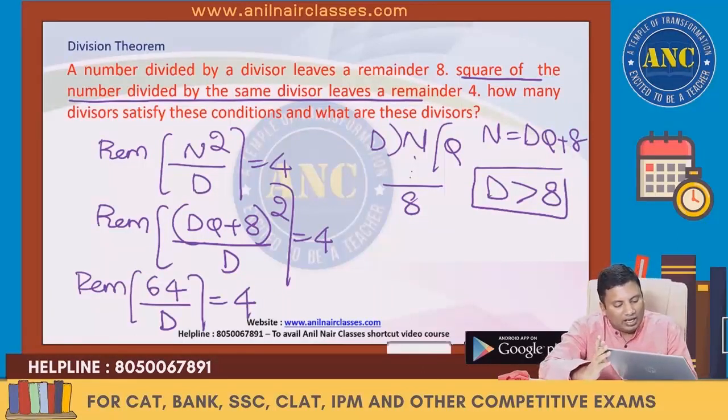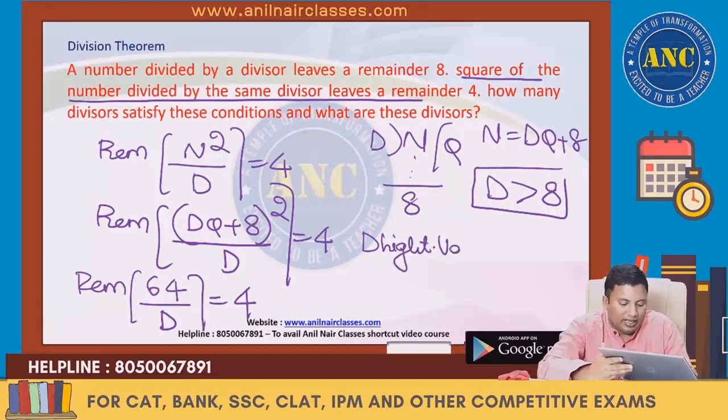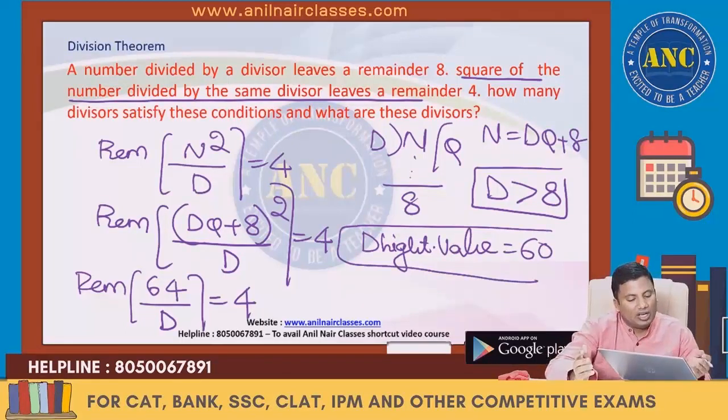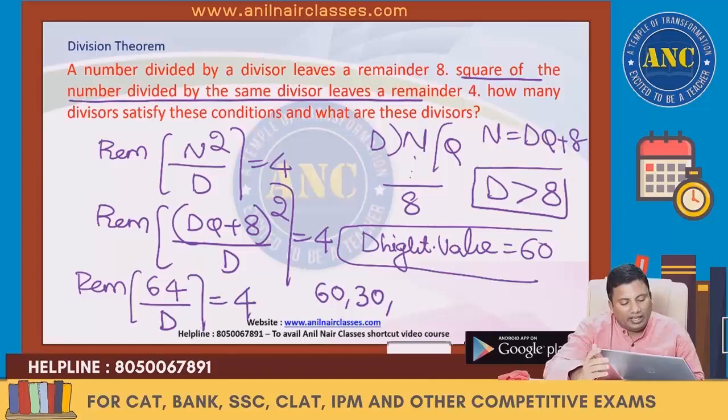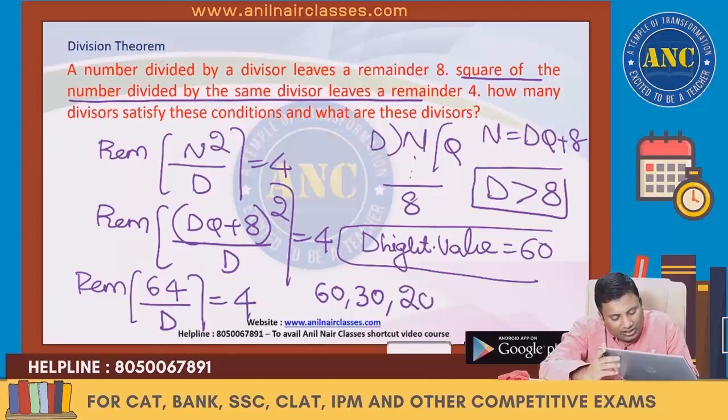Now, what is the highest value d will take? The highest value d will take is 60. Am I right? 64 divided by 60 leaves 4. So d can take 60. Let us take all the factors of 60. d can be 60, d can be 30, d can be 20, 20 threes are 60, d can be 10. All the factors of 60.